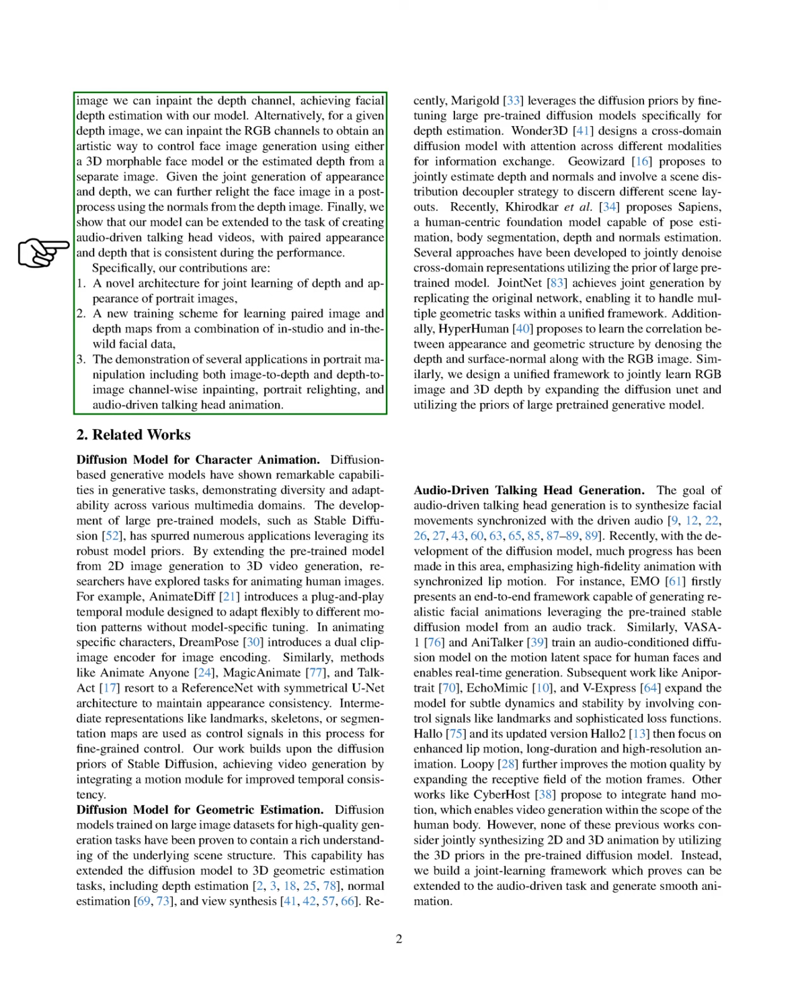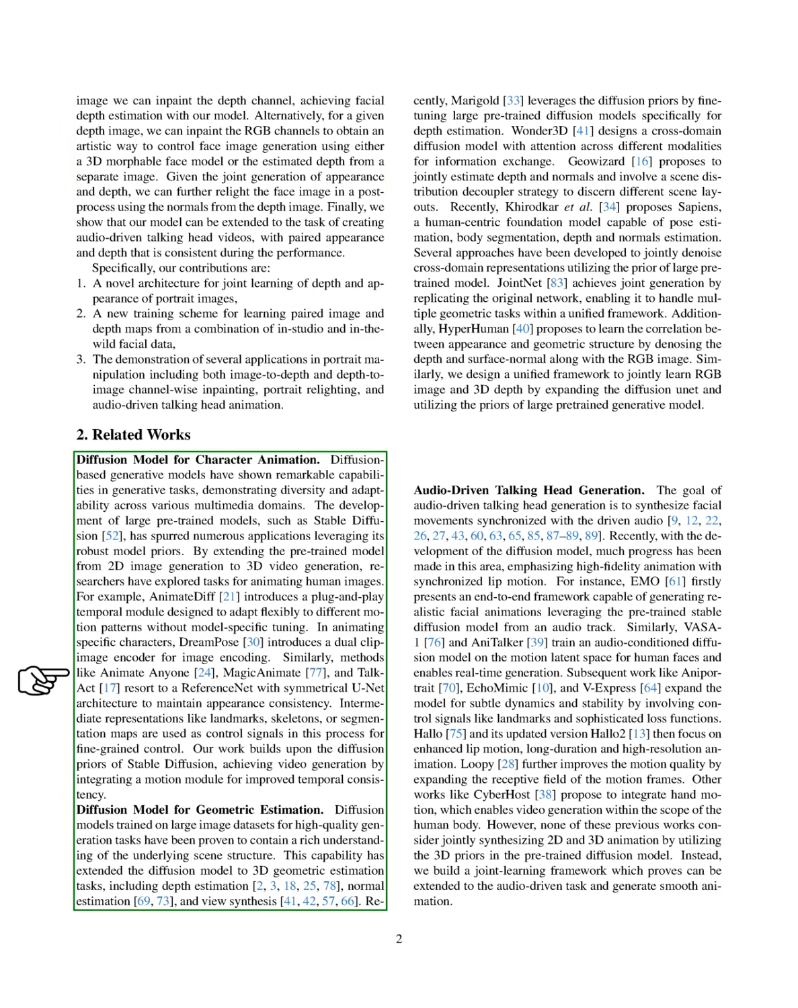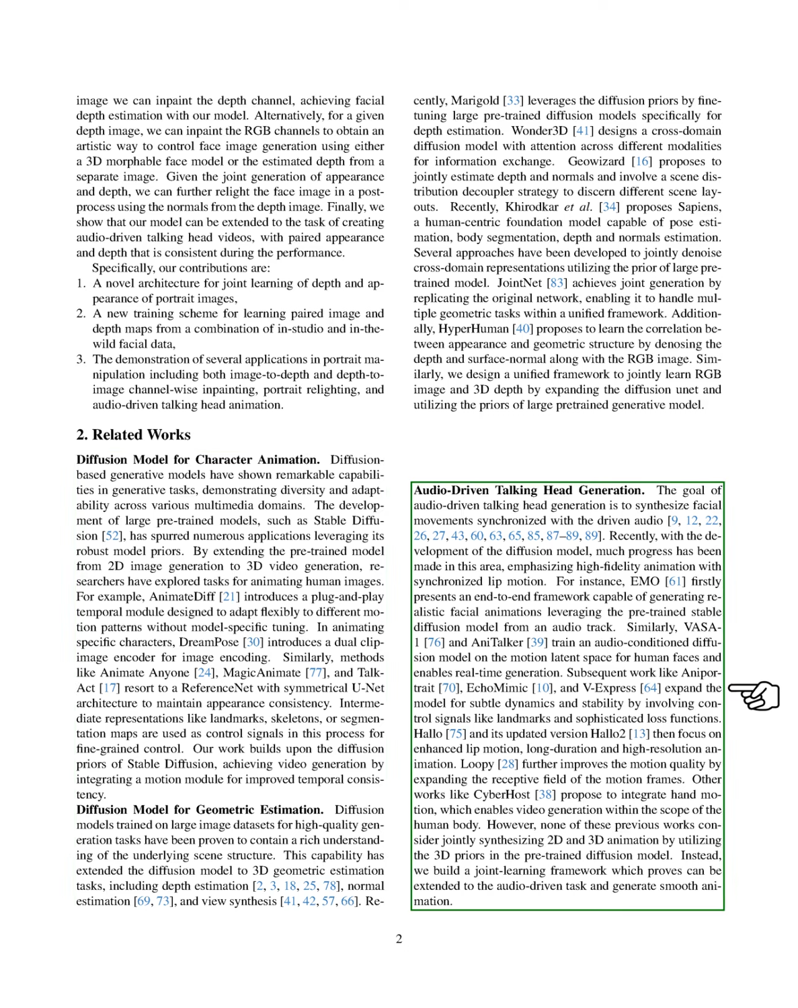In the related works section, we discuss diffusion models for character animation, highlighting their adaptability and the advancements made with large pre-trained models like Stable Diffusion. We also review how diffusion models have been applied to geometric estimation tasks, including depth and normal estimation. Furthermore, we examine the progress in audio-driven talking head generation, noting that while many models focus on facial movements synchronized with audio, our approach uniquely integrates 2D and 3D animation using 3D priors from pre-trained diffusion models.